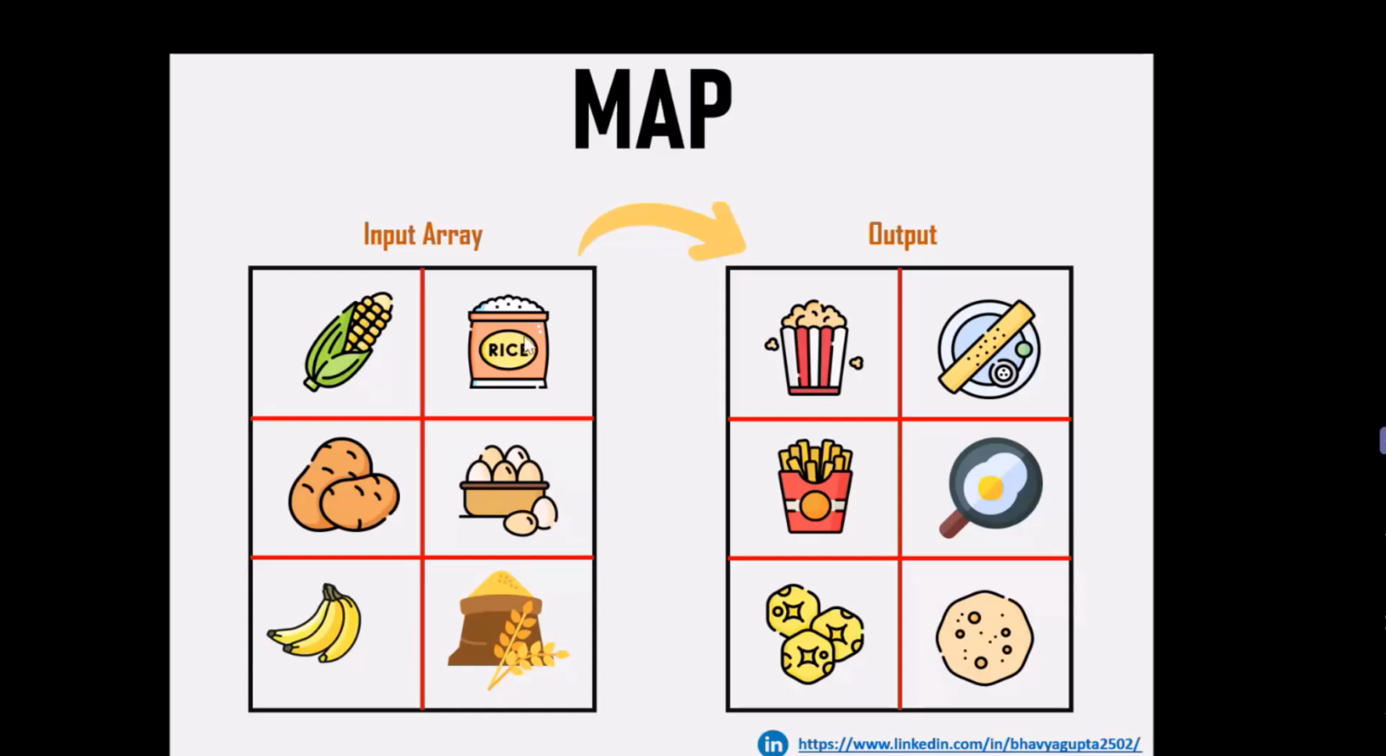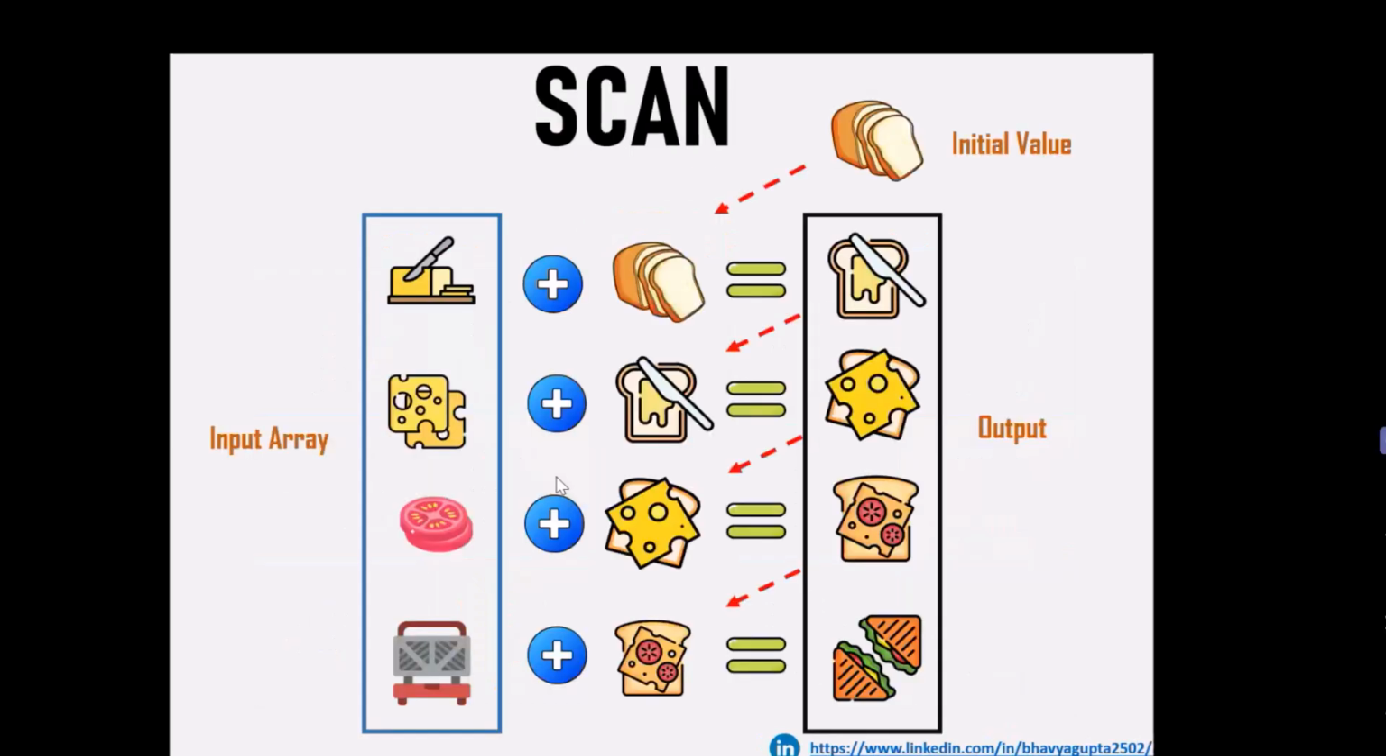If we cook something using rice, we will get dosa, right? If we cook something using, let's say, potatoes, we will get french fries here, and so on. So for each of these items in this array, this is the application of the map function. Let's move on and see this for the scan function.